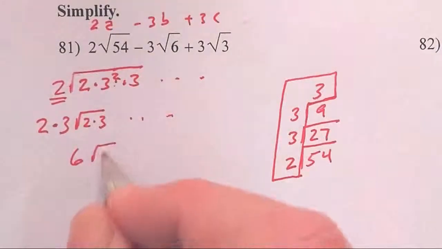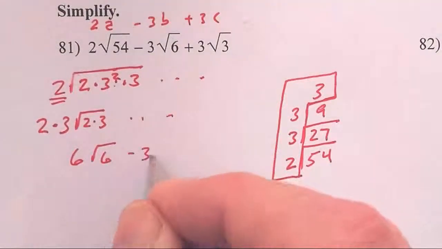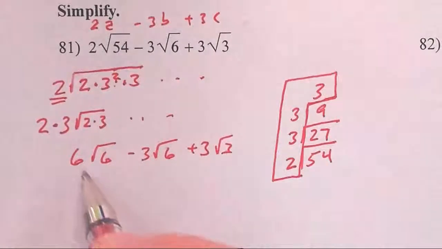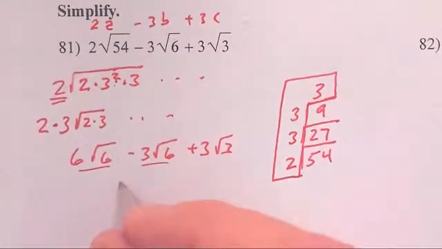Or I get 6 root 6's minus 3 root 6 plus 3 root 3. And now I've got 6 apples minus 3 apples. 6 apples minus 3 apples is 3 apples.